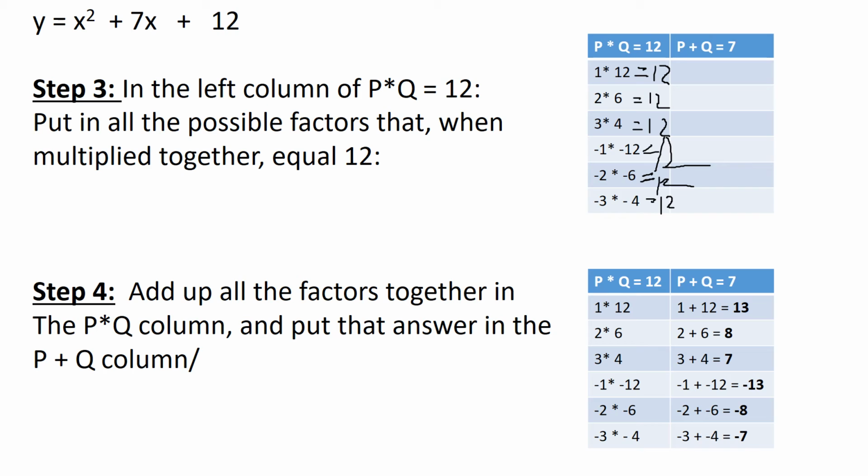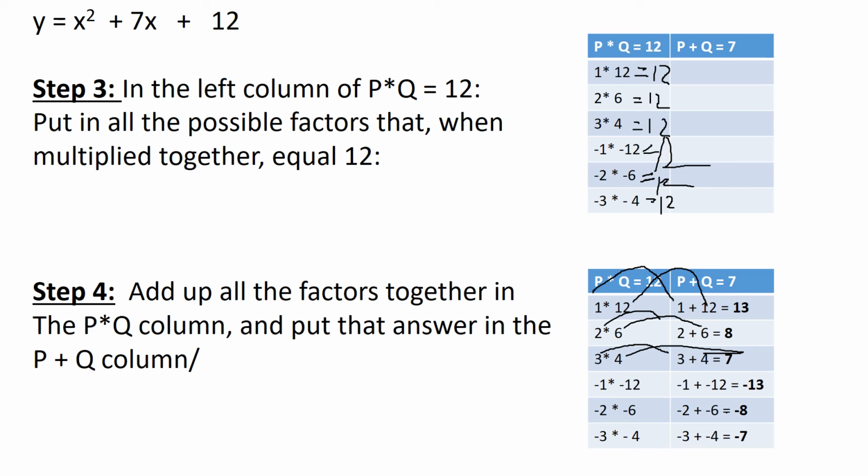Now step 4. What I'm going to do here is take all those factors I've put in, 1 times 12, 2 times 6, 3 times 4, and add those two numbers together. 1 plus 12 equals 13. 2 plus 6 equals 8. 3 plus 4 equals 7. Negative 1 plus negative 12 is negative 13. Negative 2 plus negative 6 is negative 8. Negative 3 plus negative 4 is negative 7.